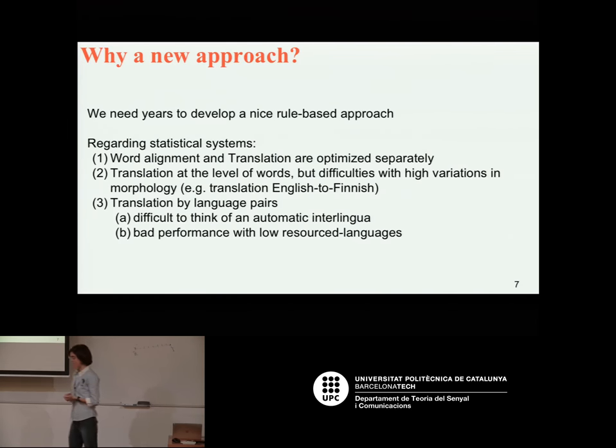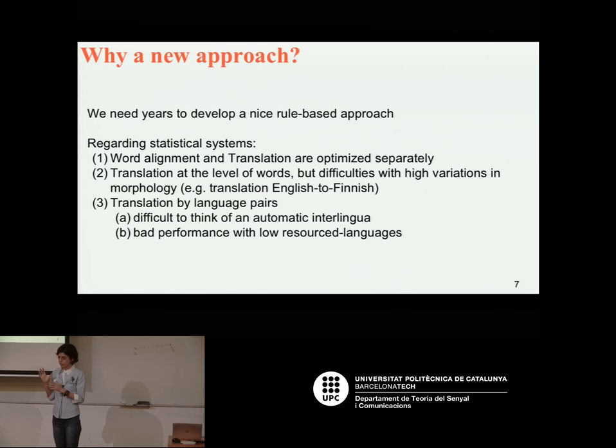This statistical model is the one that was implemented in Google before 2016, when Google introduced the deep neural network in production. To give you an idea, this statistical model was running from 2007, more or less, until 2016. Before 2007, Google was using a rule-based system. I think it was the SysTrans system. After 2007, it was using the statistical one.